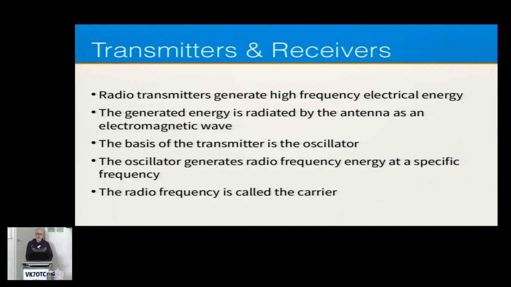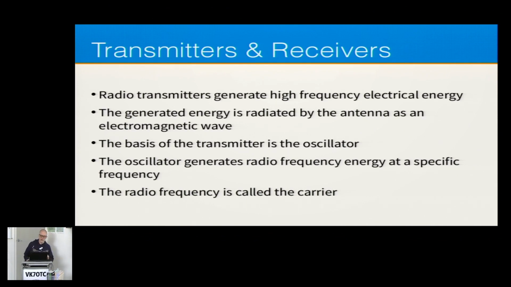Transmitters generate high, medium, or low frequency electrical energy. They are just generators of alternating current at the frequency you want. That's what the most basic radio transmitter is. It's radiated out an antenna as an electromagnetic wave, and we'll go into what that is in that section.